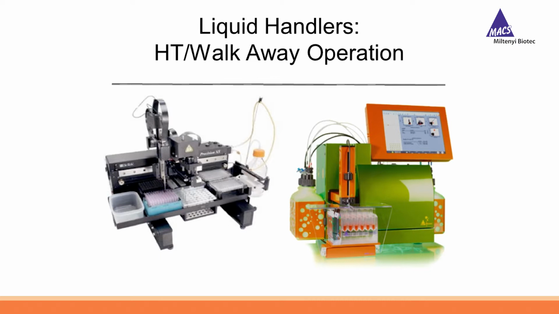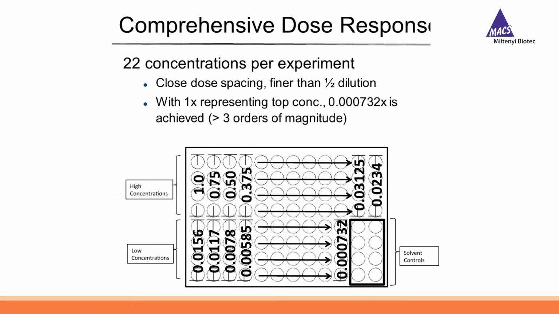This then allows you to significantly increase the types of studies that you're doing in terms of comprehensive dose response assessment. In this case, we're looking at probably one of the most exhaustive executions of our assay, looking at a single compound at 22 different concentrations per experiment. We're looking at a very close dose spacing, much finer than half dilutions. Based on the diagram that you're looking at here, with the highest concentrations in the upper left-hand corner going down to the lowest concentrations in the lower right-hand side, we're covering over 3 orders of magnitude of concentration range, and we're looking in quadruplicate at each one of those experimental conditions.